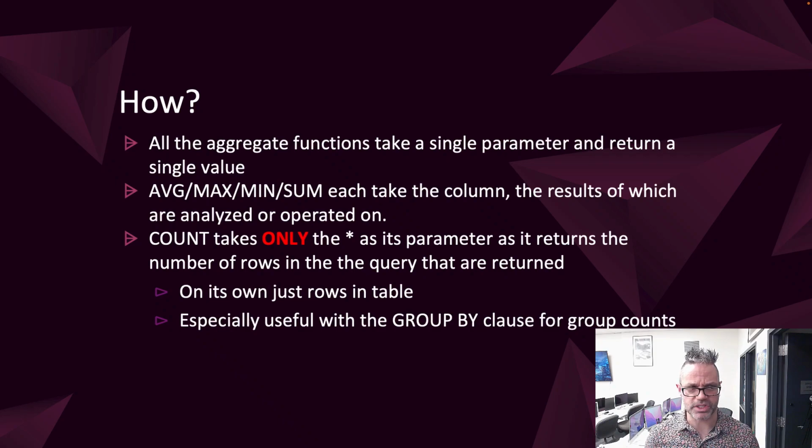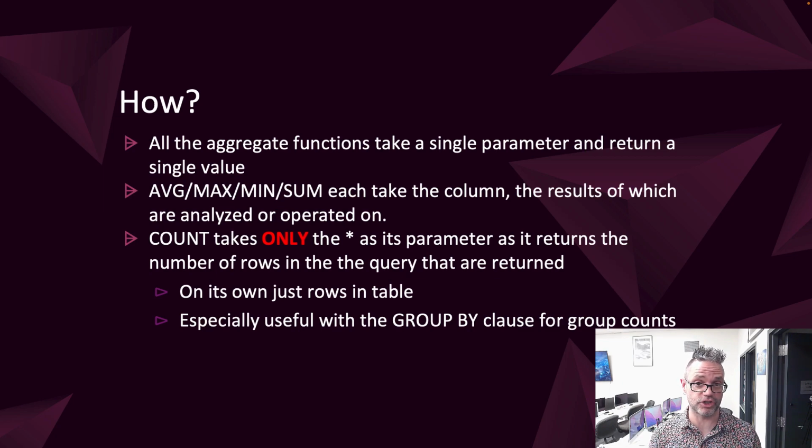Now, how do we do this? All the aggregate functions take a single parameter and return a single value. So we have everything inside that coalescing into a single value. Average, min, max, and sum each take the column name as the parameter and return the calculated result from that column itself. Count, however, is a little bit different. Count only takes an asterisk as its parameter because I want to get all of the rows.